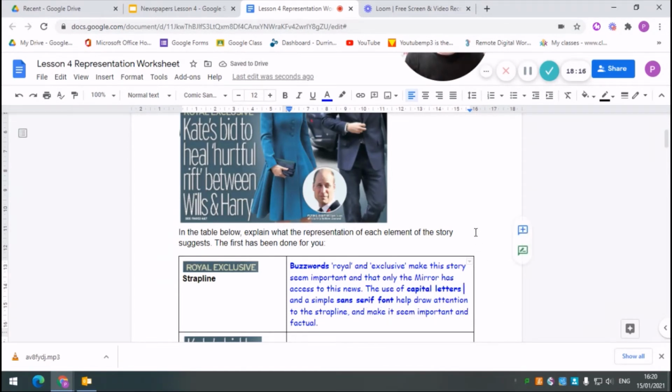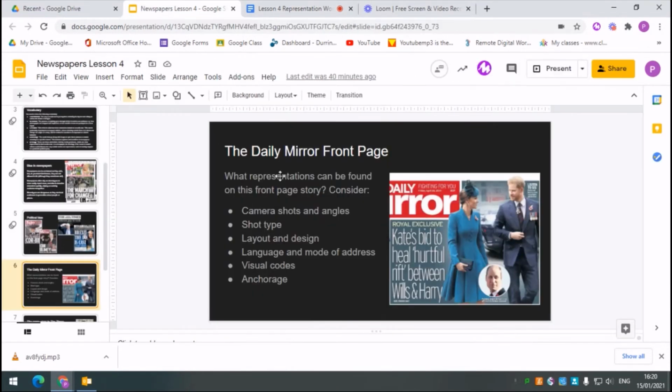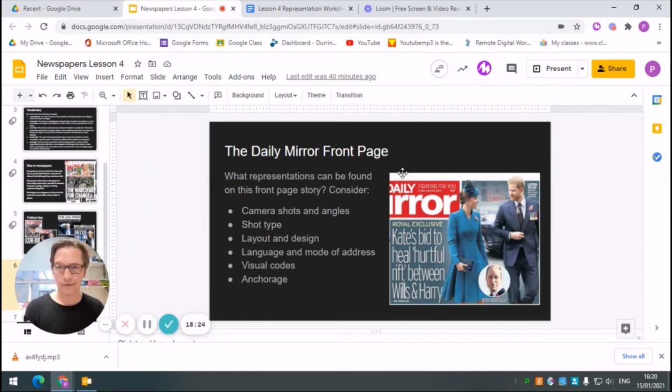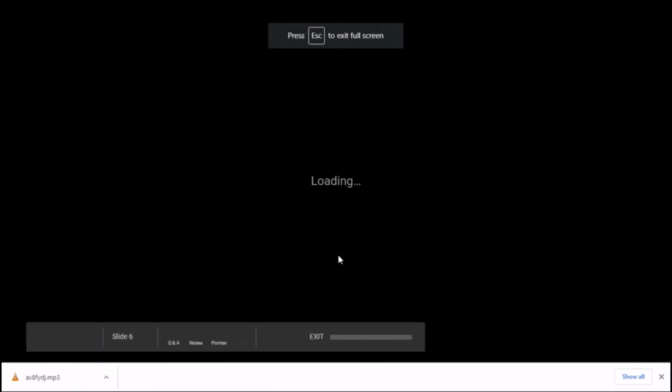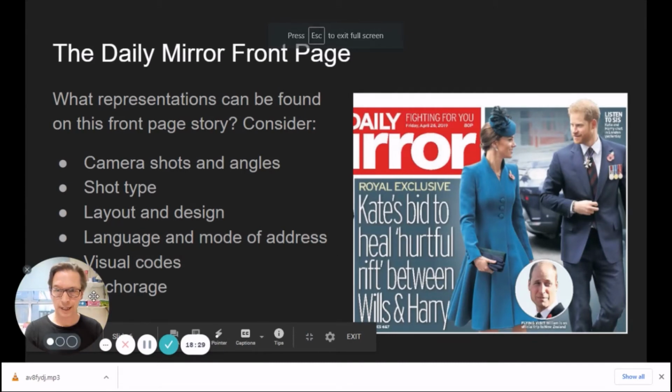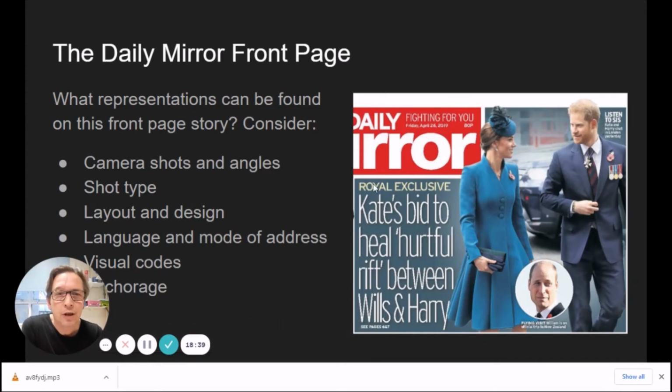Okay, so if we have a look at that front page, I'm going to take you through an analysis of it now. So listen carefully, you can use this information to help fill out the grid, and then you're going to do the same with the Times front page, but you're going to do that on your own, please. So looking at this, we've got the strapline here, Royal Exclusive, the word Royal obviously having connotations to the royal family, so that's real insider knowledge to do with the royal family. They're a very private bunch of people, and this is exclusive as well.